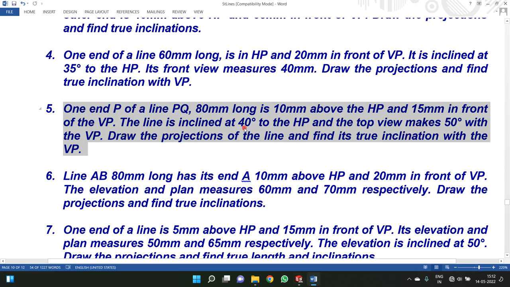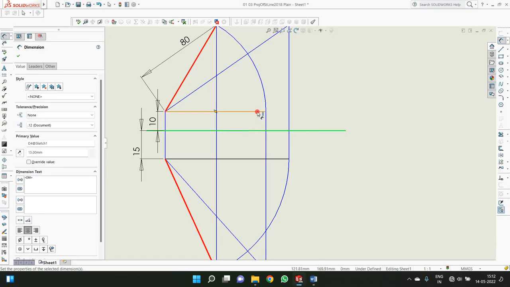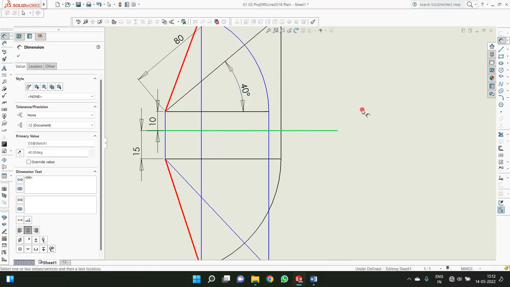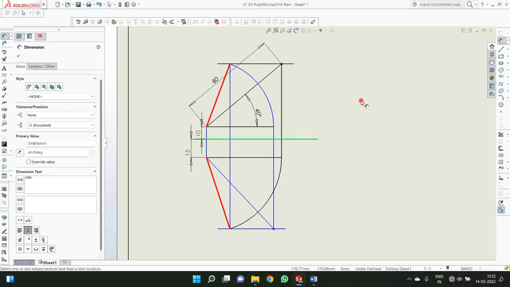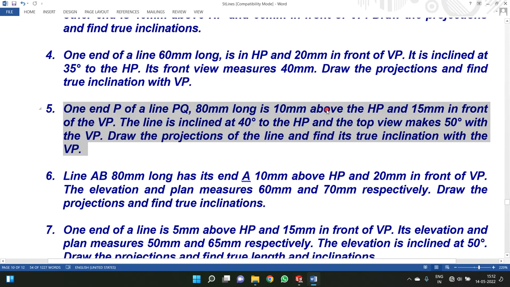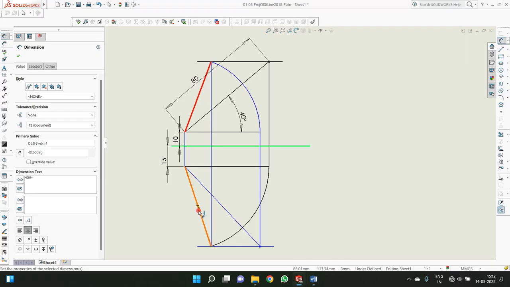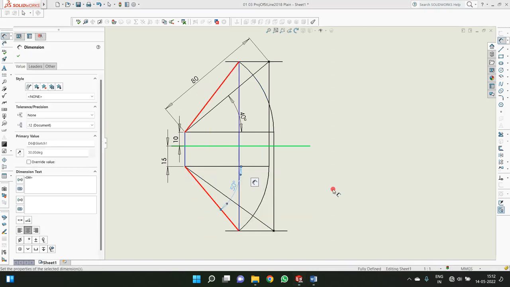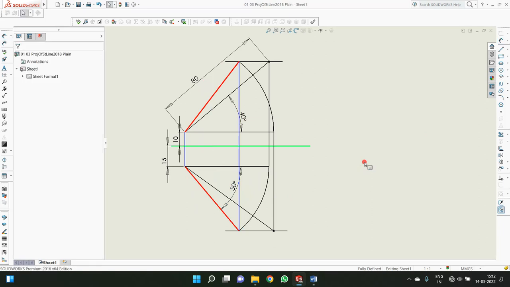The line is inclined at 40 degrees to HP. Theta is 40. And the top view makes 50 degrees. So this angle is 50 degrees. The top view angle is 50 degrees. Now this is the solution. We solve the problem now.